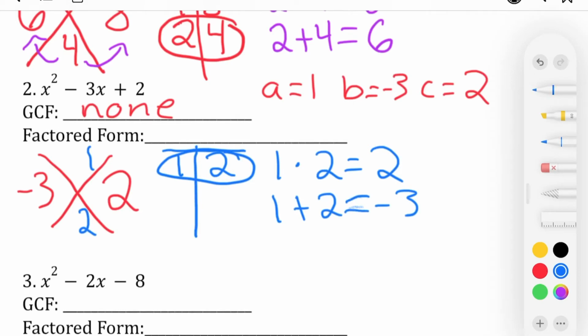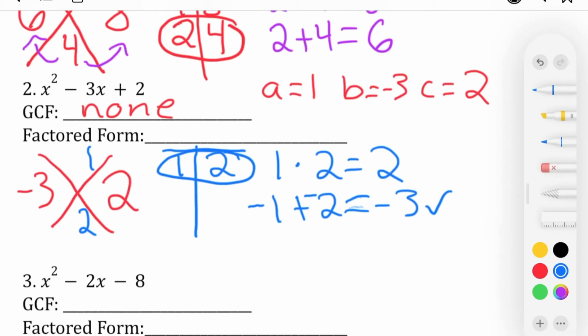So what can we do to 1 and 2 to make it negative 3, keeping the addition in between? Well, if we change 1 to negative, negative 1 plus 2 doesn't give us negative 3. So let's see if we change both of them to negative. Negative 1 plus negative 2 does give us negative 3, so that checks out.